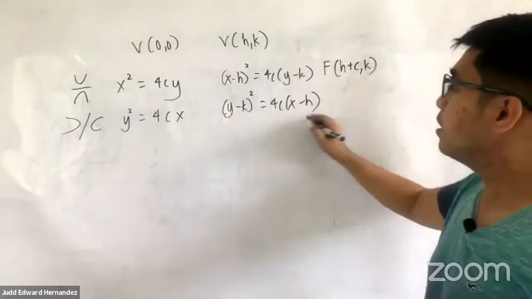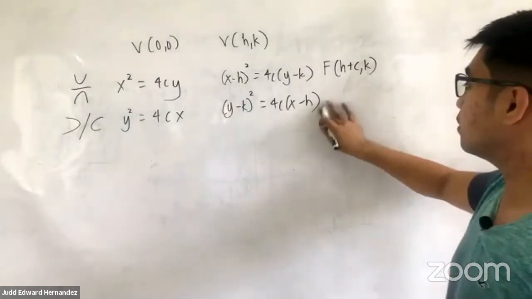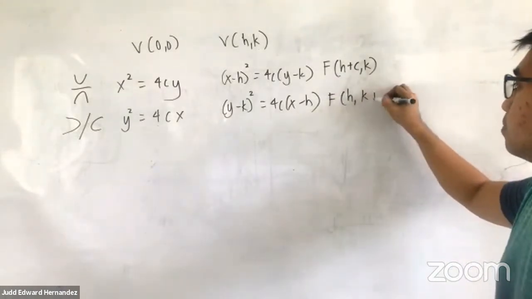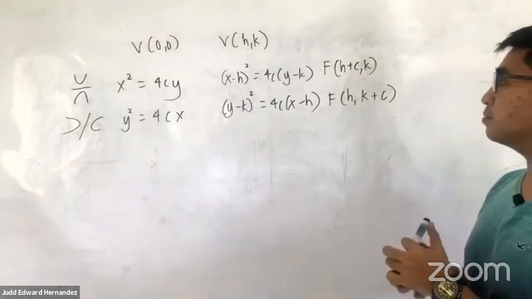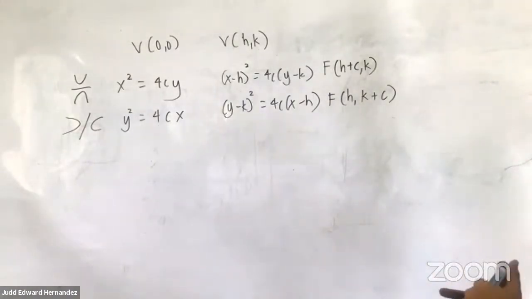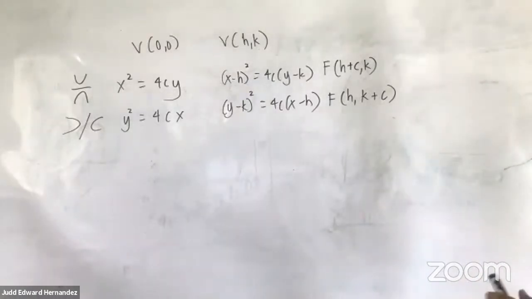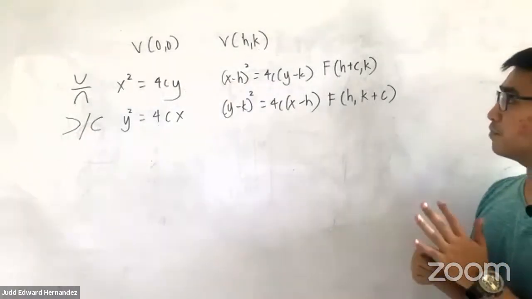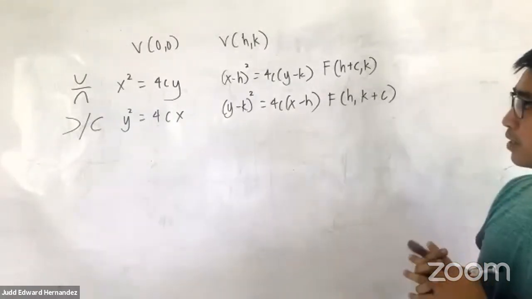How about for this one? Since our parabola is opening to the left or to the right, therefore, our focus now is located at h, k plus c. Okay? So this will be our formula for the focus when the vertex is not anymore located at the origin. So let's try to check. Check natin sa susunod na given if this is really the formula for the focus. Okay, questions?